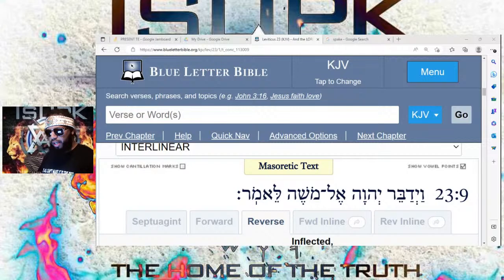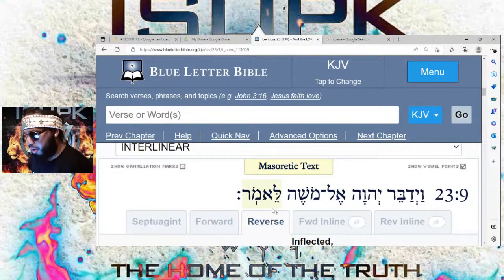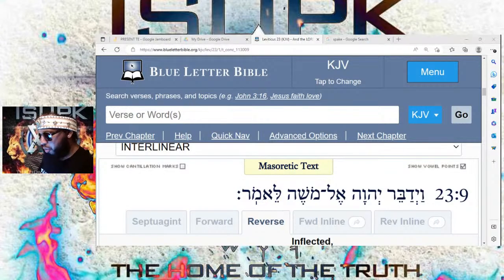Okay, so I believe that la in the Amar, I'm going to have to go back into my notes. But that la is just indicating. It's more so an indicator. That la is more so an indicator.